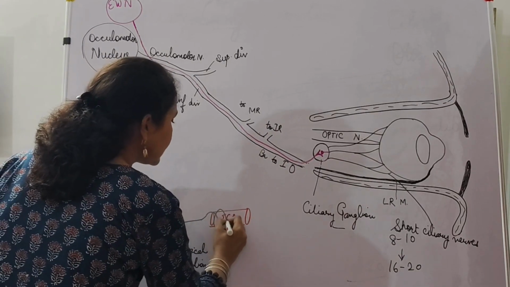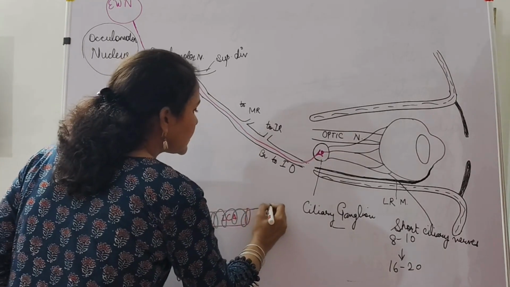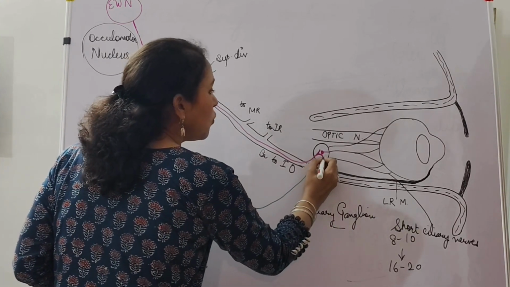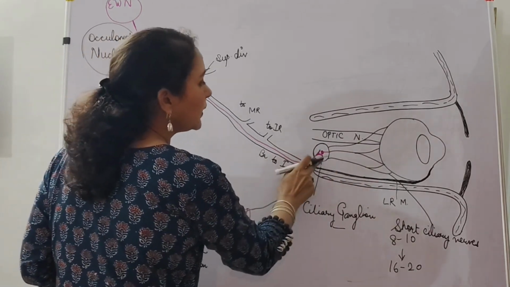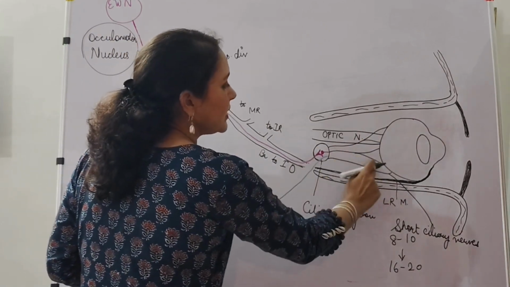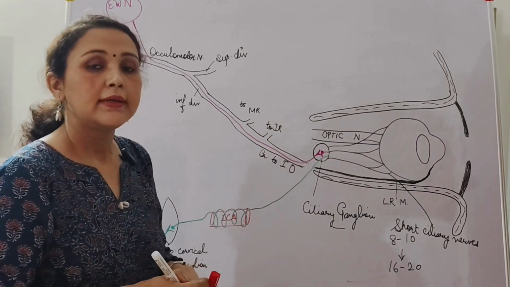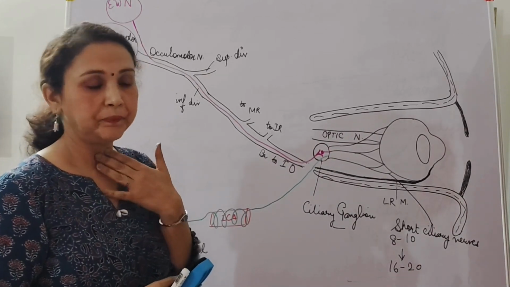They will form a plexus around the internal carotid artery, and then the branch from this will again pass through the ciliary ganglion. But the most important point is they will go without relay, and then via these short ciliary nerves will supply the dilator pupillae muscle and the vessels of the orbit.